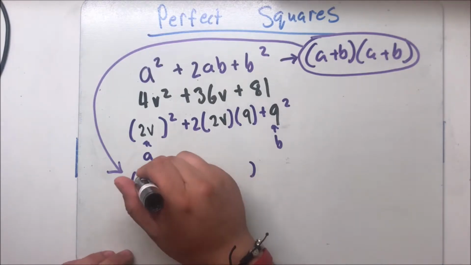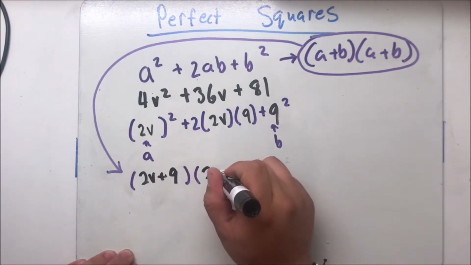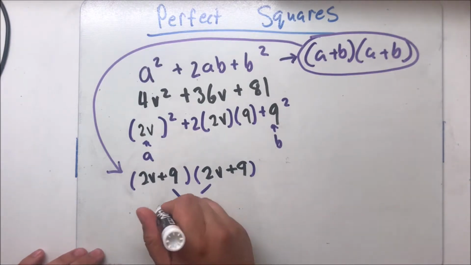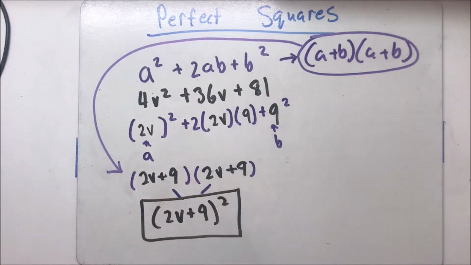Since our a is 2v, we put 2v on one side of the parenthesis and 2v on the other side. We do the same with 9 since 9 is the square root of 81. Since our factors are the same thing, we combine them and get 2v plus 9 squared.